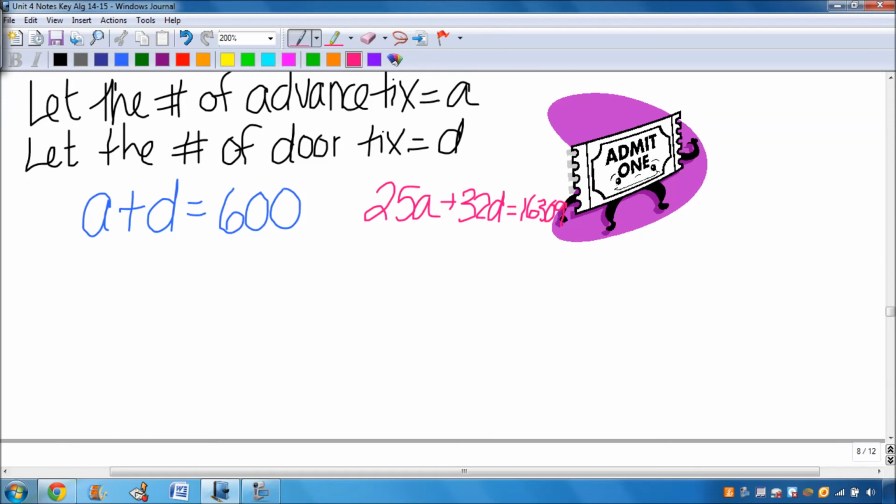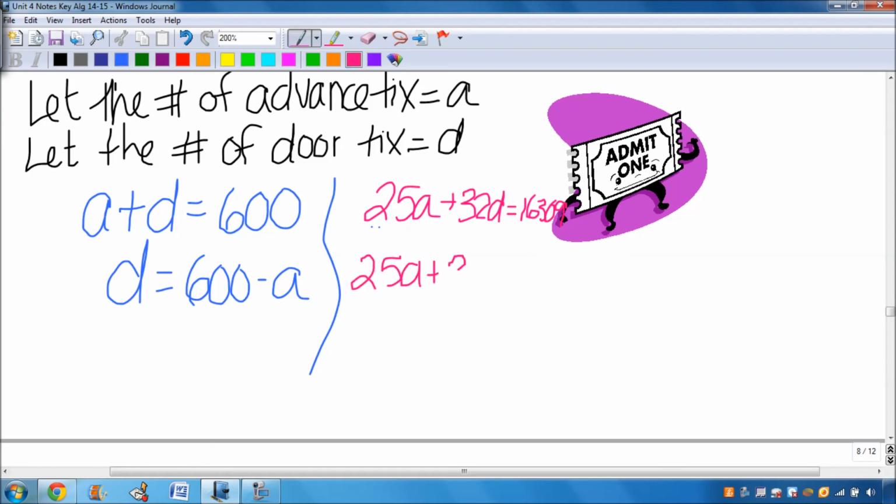Okay? Now you can use substitution or elimination to solve this. It's 100% your choice. I'm going to use substitution. So I'm going to subtract the A from both sides and isolate the D. So I get D equals 600 minus A. So now all I have to do is every time I see a D in this equation, I'm just going to plug in 600 minus A. So I end up getting 25A plus 32 times 600 minus A equals 16,309. Okay? Then I just go through and solve it like a regular equation.